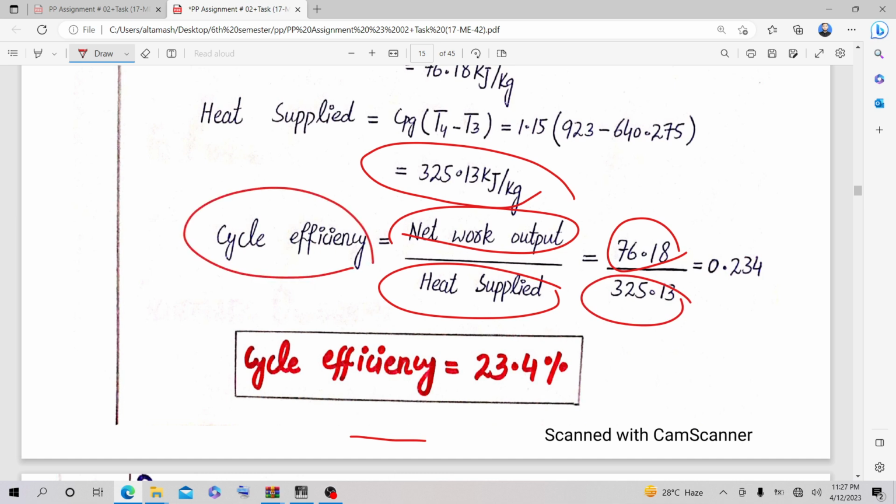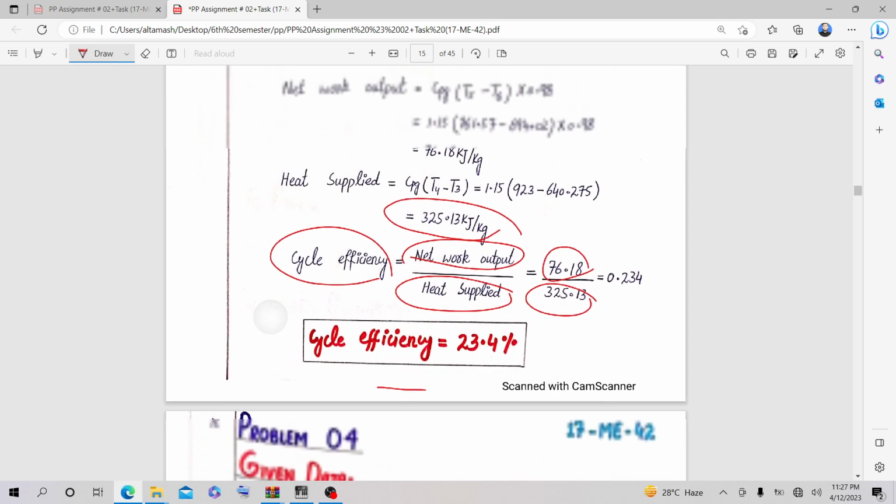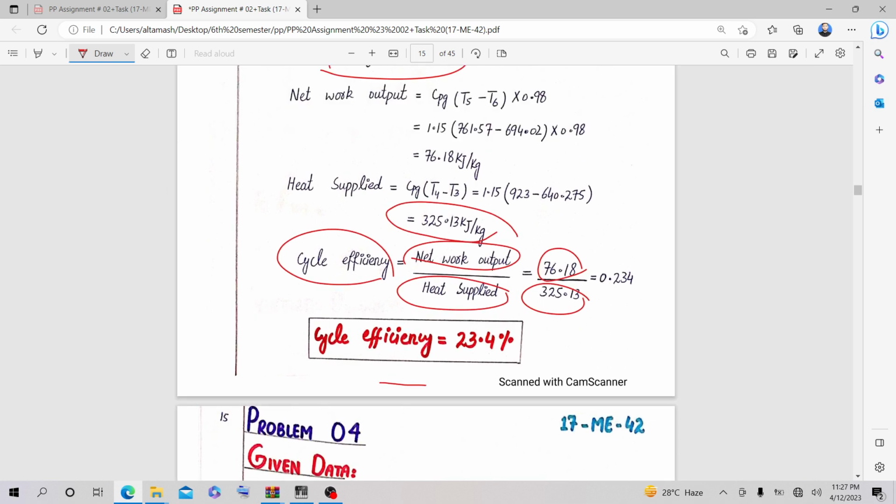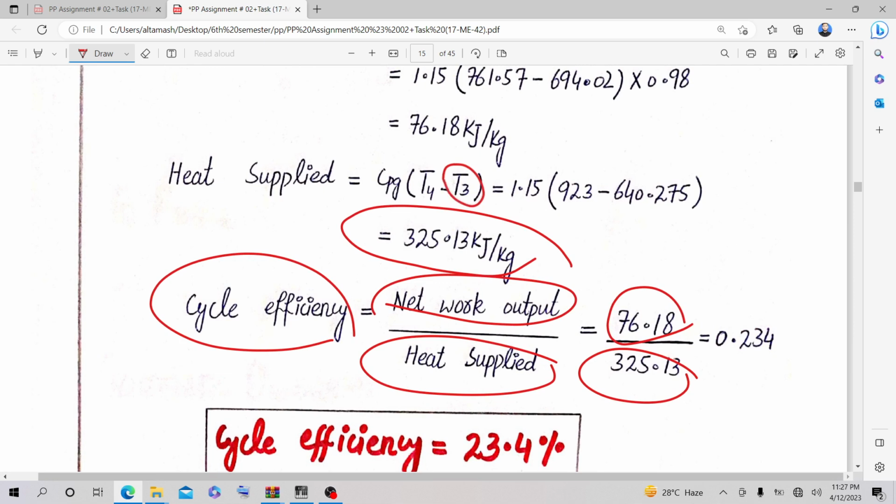So we will calculate the cycle efficiency. All the other steps are the same. The basic fundamental difference I have already cleared, that is the concept of thermal ratio and how to use it. So heat supplied, now where we have used T3, we have used T3 in the heat supplied, that is Cpg times T4 minus T3. Unless we know T3, we cannot know the heat supplied, and so we cannot use it here.